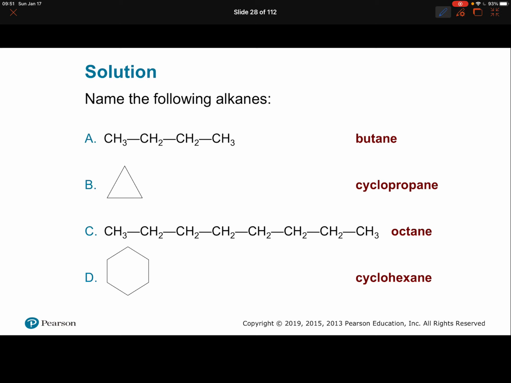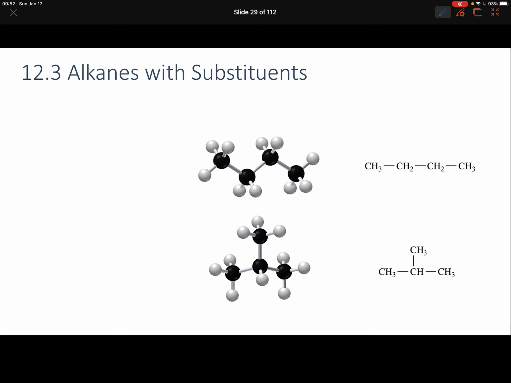So we've got butane, we've got cyclopropane, we've got another octane, and this time a cyclohexane. So this should be giving you practice on counting carbons using those prefixes, the 4 prefixes plus the Greek prefixes, and again, interchanging between looking at line angle and condensed structure. Good. Let's talk about alkanes with substituents.